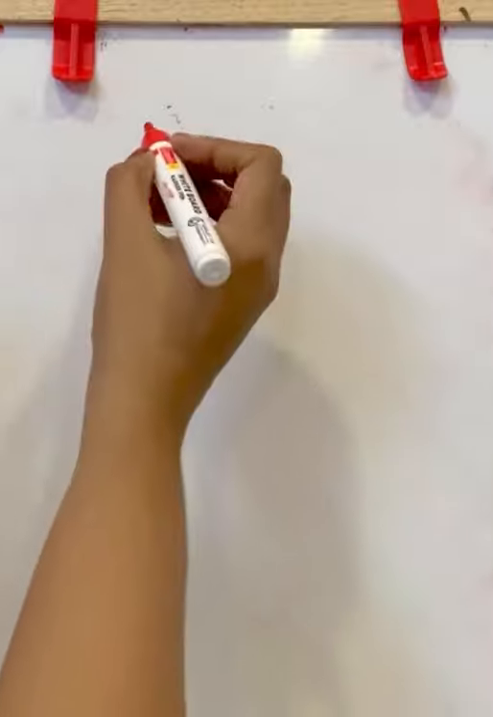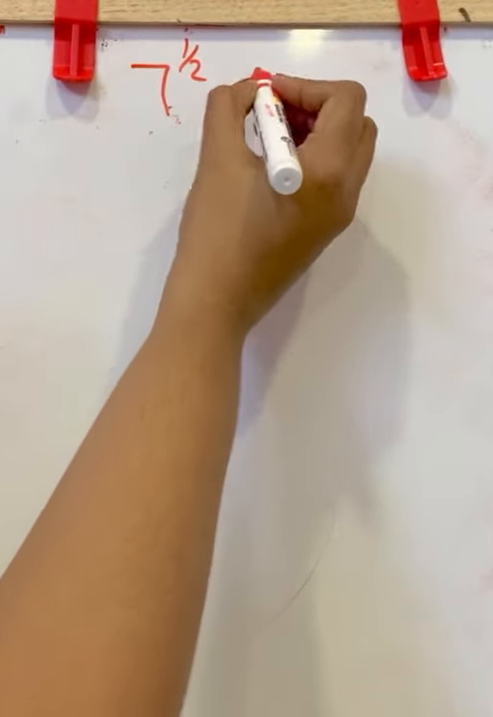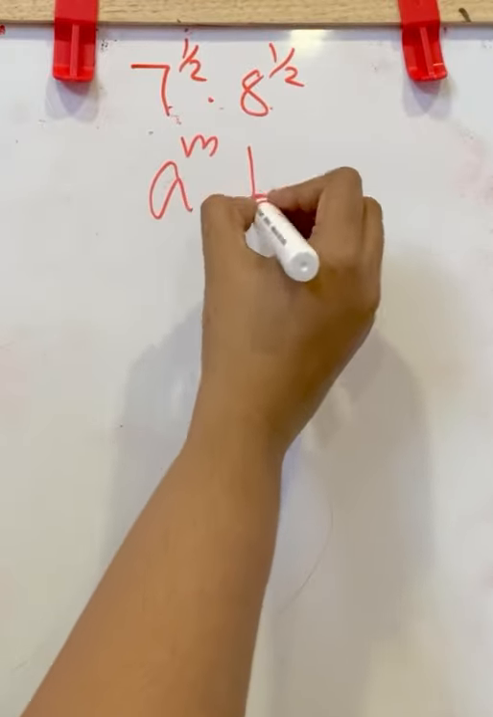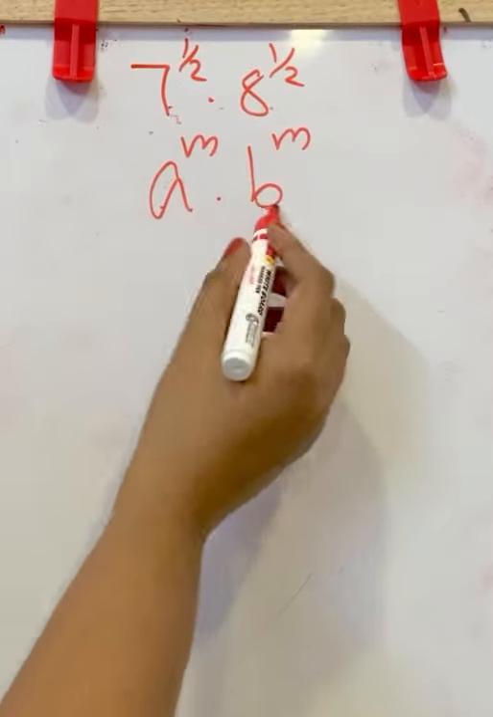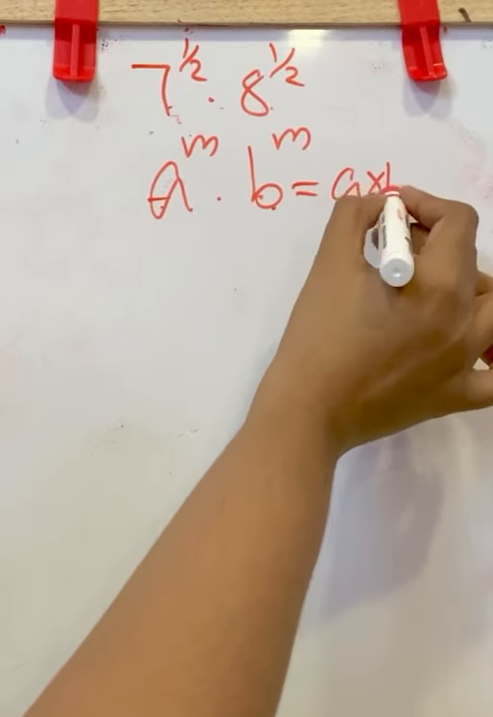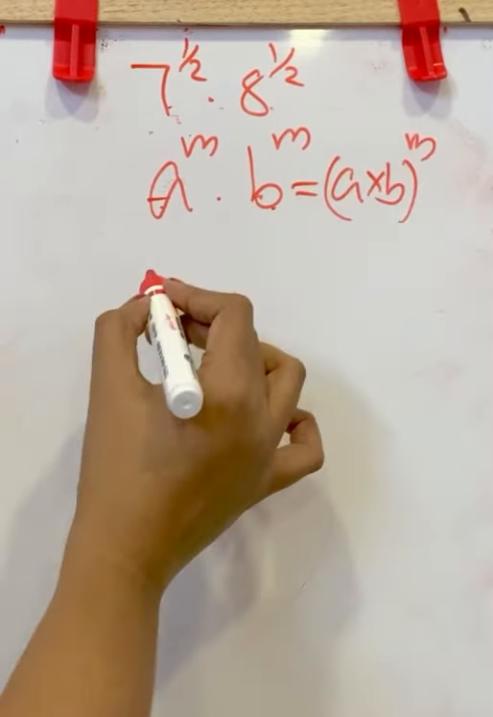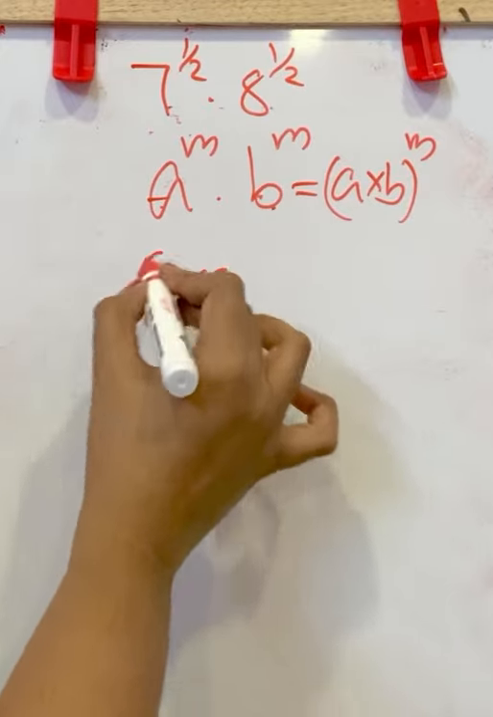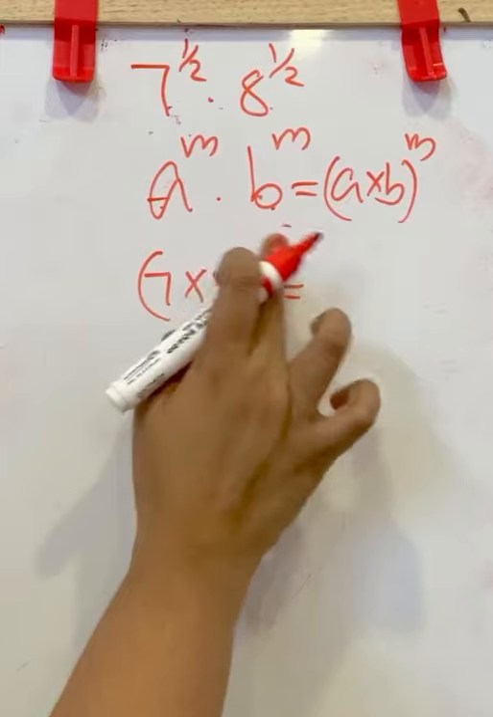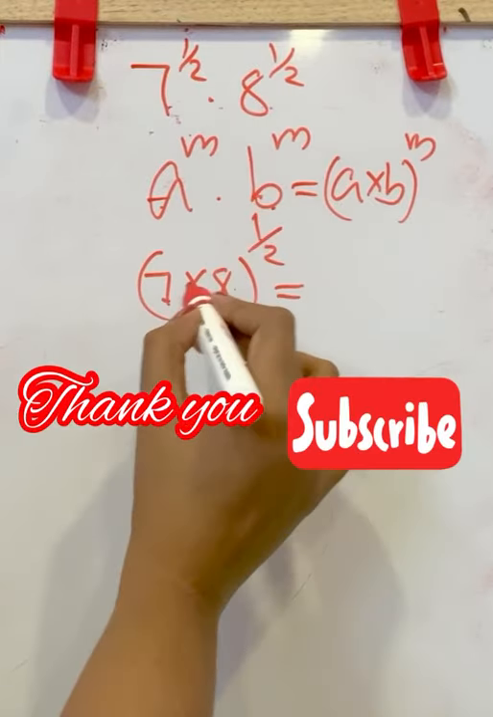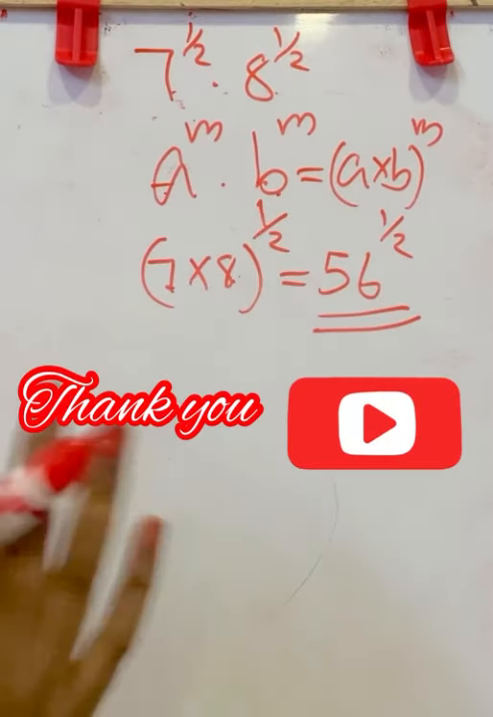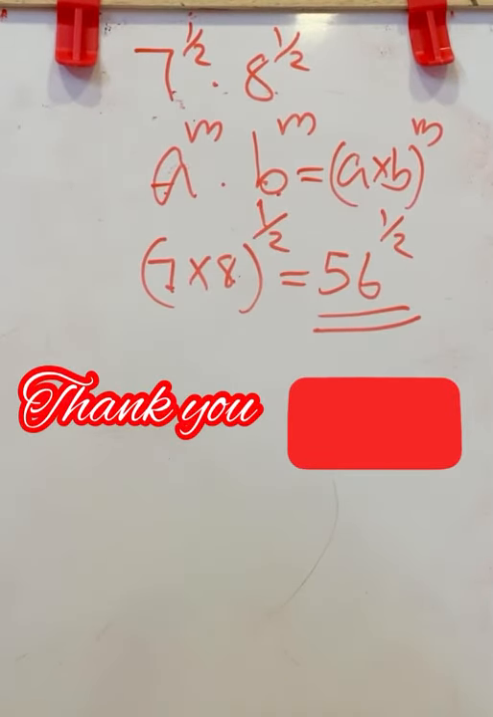Next is 7 raised to 1 by 2 into 8 raised to 1 by 2. Here it is a raised to m into b raised to m. That is, base numbers are different but exponents are same, which is equal to a into b whole raised to m. That is, here 7 into 8 whole raised to m, where m is 1 by 2. 7 8s are 56 raised to 1 by 2. This is the answer. Now we have discussed everything from the textbook.